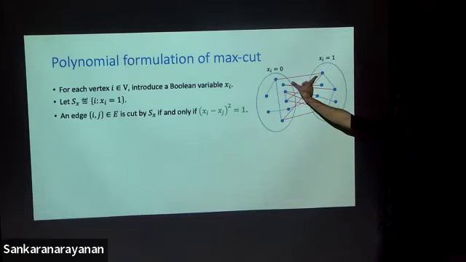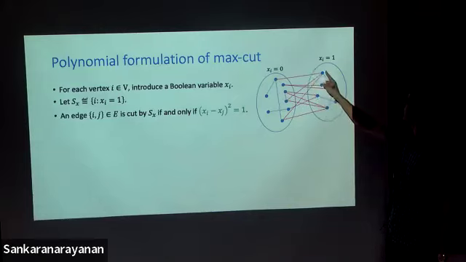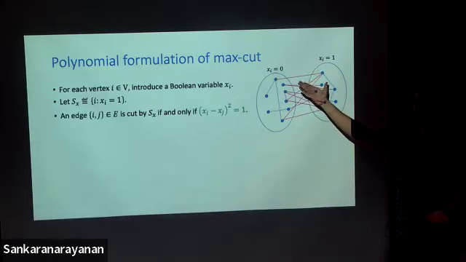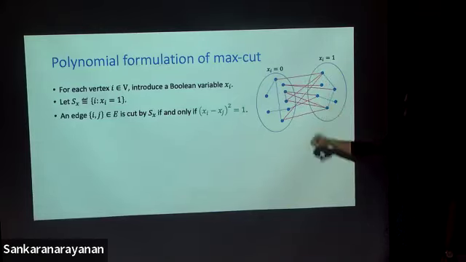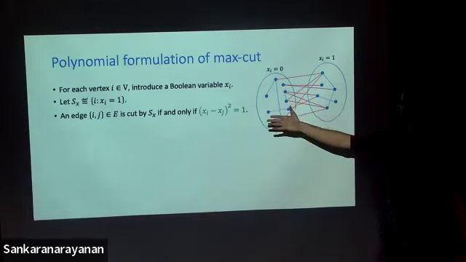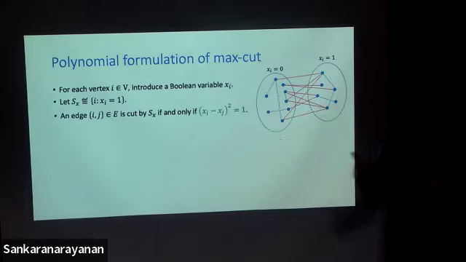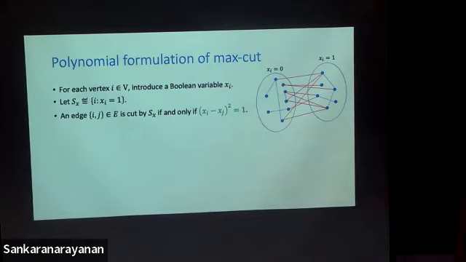So let's say you fix this edge. Here xi value is equal to 0, xj value is equal to 1. So you take the difference and you square, and you'll get value 1. Now, if you pick two vertices from this side, both of them are 0, so the difference is 0. You square them, you get 0. You pick two vertices from this side, both of them are value 1, so the difference gives you value 0. You square them, you get 0. So only for those edges for which you get 1, those are the edges being cut.